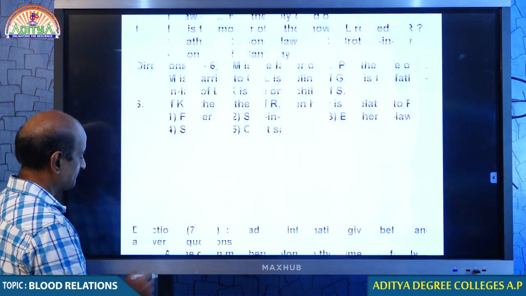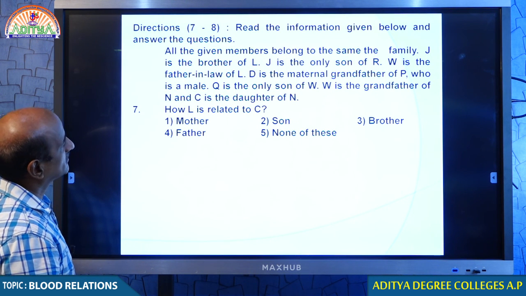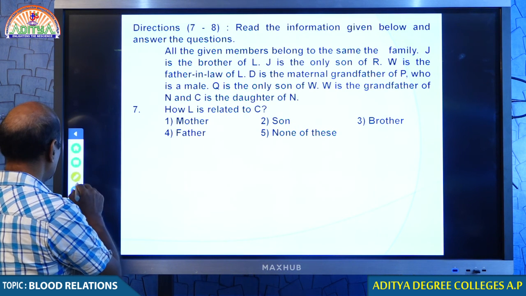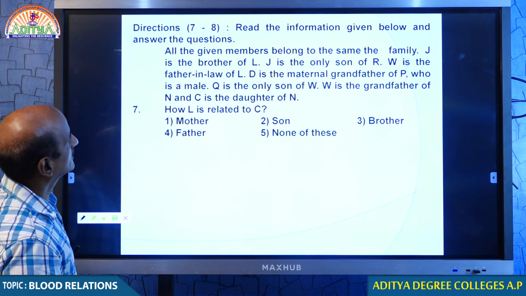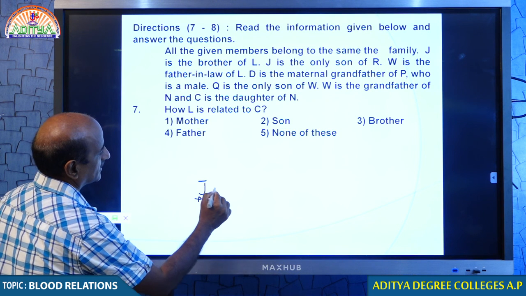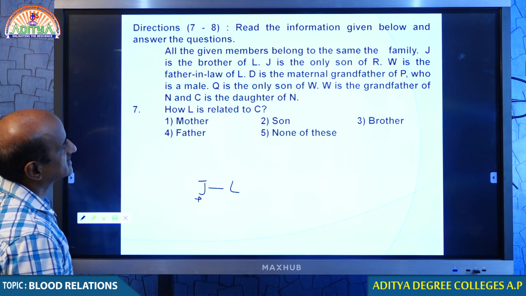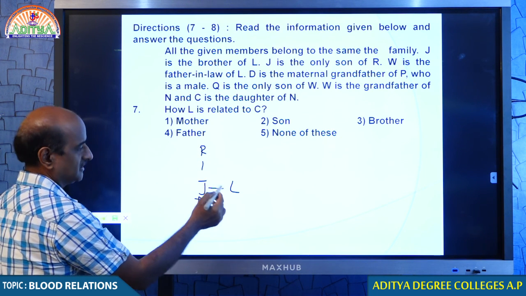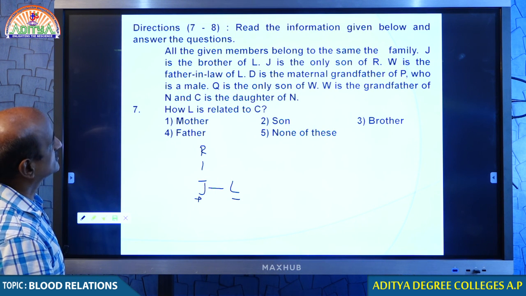No problem. We continue. Here are questions number 7 to 8. All the given members belong to the same family. J is brother of L. Then J is the only son of R. When you say J is the only son, L must be female. Then, come on students, we continue.